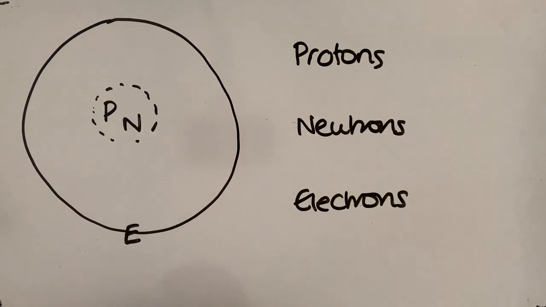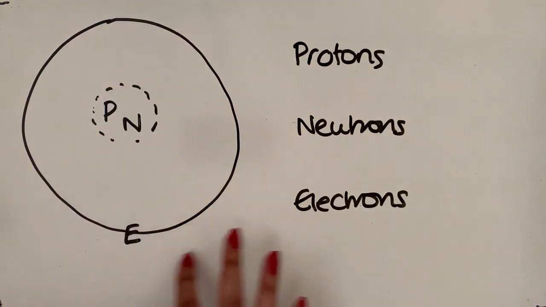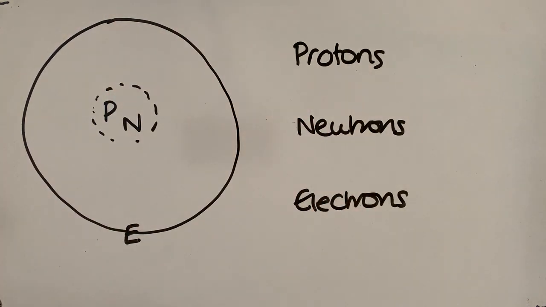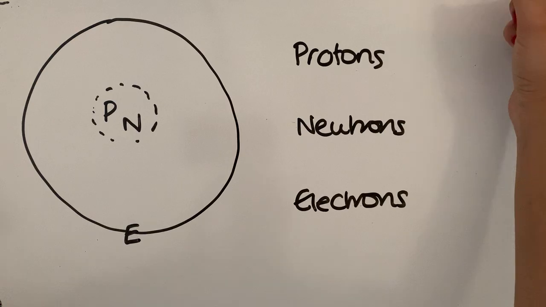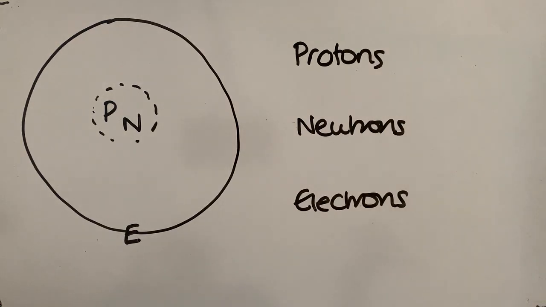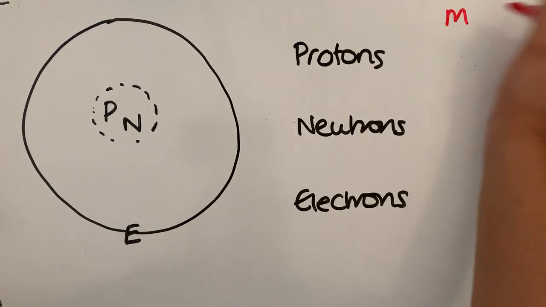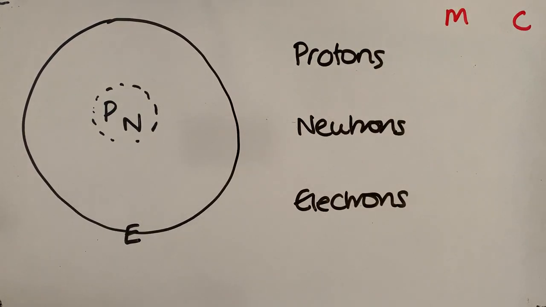So that's what you should have done back at GCSE, so that should just be recapping that. Protons and neutrons are in the center. Electrons are found whizzing around on this electron shell. Focusing a bit more on protons, neutrons, and electrons, you need to know what their relative charges and their relative masses are. So I'm just going to put mass here and charge here.